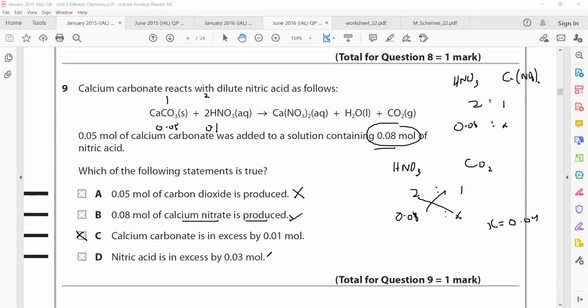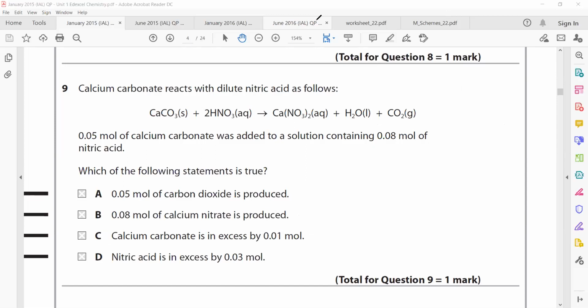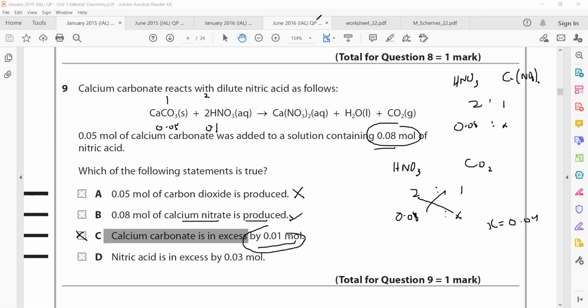In the other case, that's totally wrong, because nitric acid is the limiting reagent. I could work out this value, but because it is the only statement in which calcium carbonate is in excess, and that's a true statement, I did not bother calculating the mass which is in excess. Is this question clear?